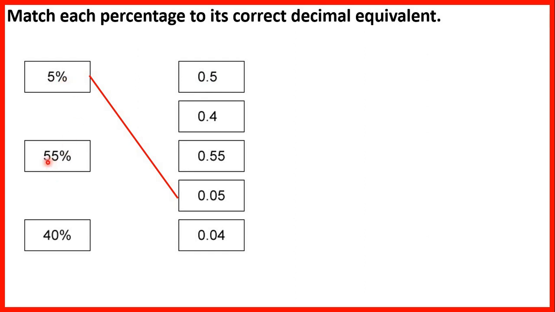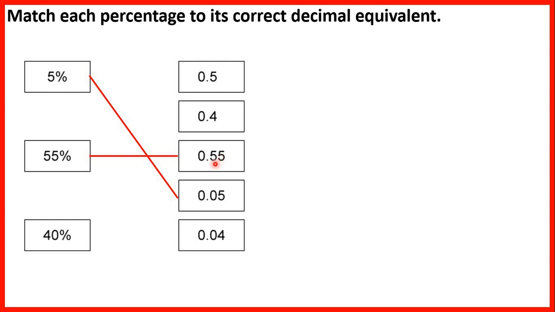Now we have 55%, so that's 55/100ths, which as a decimal is written 0.55, because remember, we can only have 1 digit in each place value, so the first 5 in our number gets moved over to the tenths.